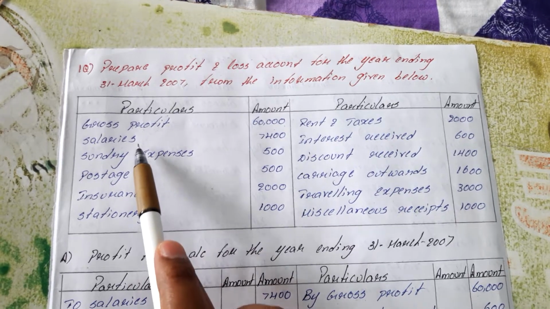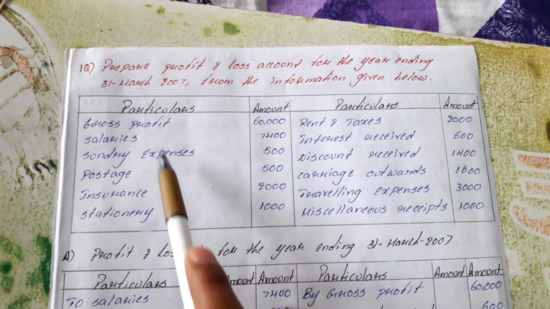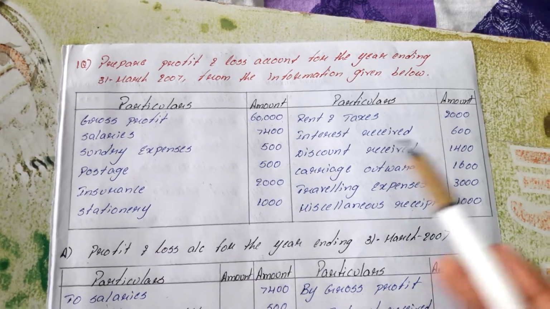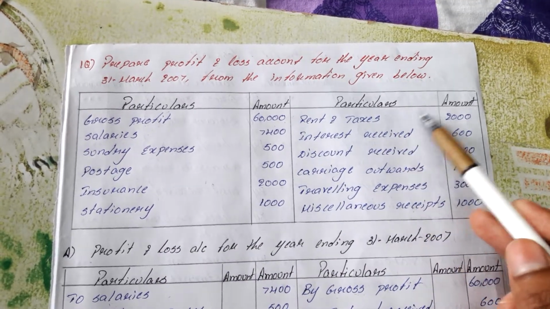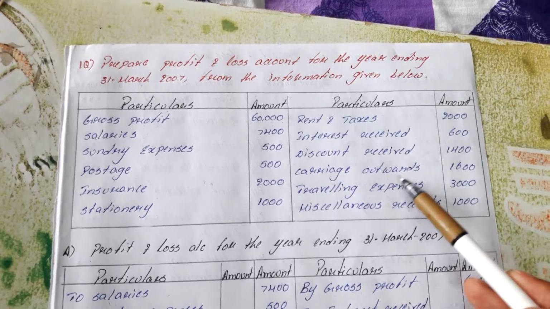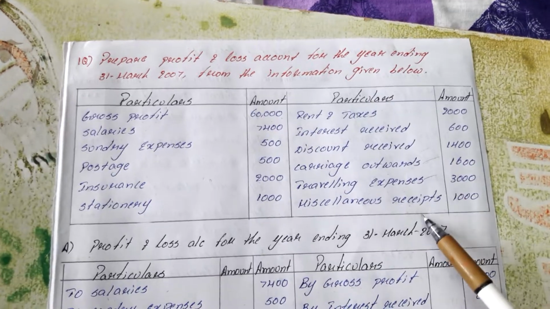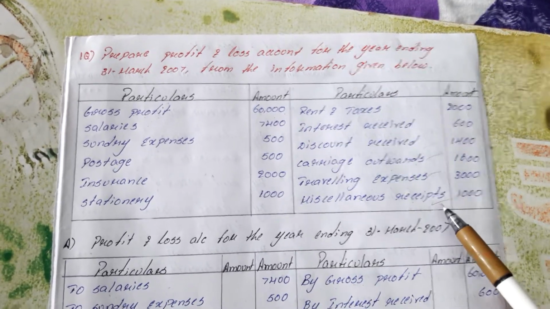So gross profit, salaries, sundry expenses, postage, insurance, stationery, you can see all these are related to our profit and loss. Again here also rent and rates, profit and loss account, interest received, profit and loss account, discount received, profit and loss account, carriage outward is there, so it is profit and loss account, traveling expenses, profit and loss account, miscellaneous receipts, profit and loss account.